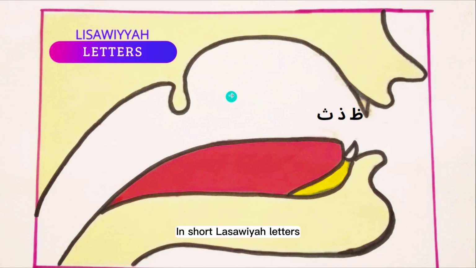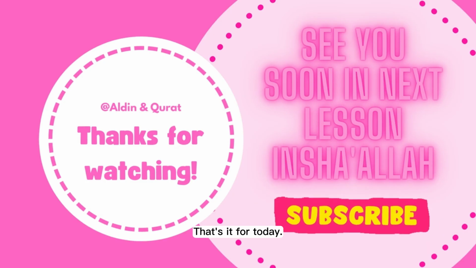In short, Lisawiyyah letters are pronounced from the tip of the tongue touching the inner edges of the top two front teeth. These letters are called Lisawiyyah because the point of articulation of these letters is very close to the gum of the top two front teeth.